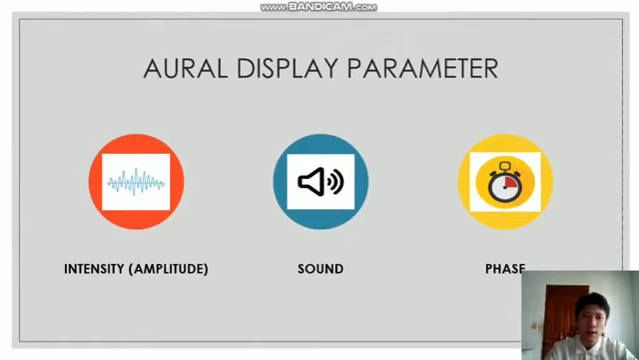These are the oral display parameters. First is intensity, second is sound, and the third is pace. First, the intensity. Intensity refers to the amount of sound energy and is synonymous with the more familiar term volume. It is often measured in a unit of decibels.